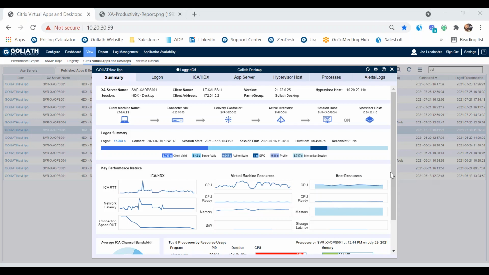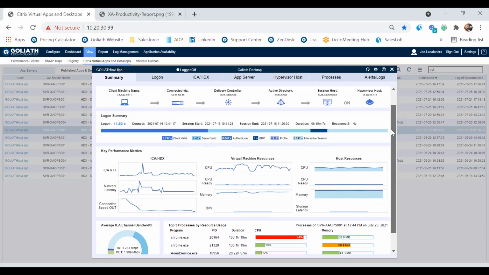So again, going back to before, not having to look in different products or different tabs to find the information, they had everything in one single pane of glass. They had a look at their logon times, the performance of the data center, the performance of Citrix, and different processes that are running within that Citrix user session.